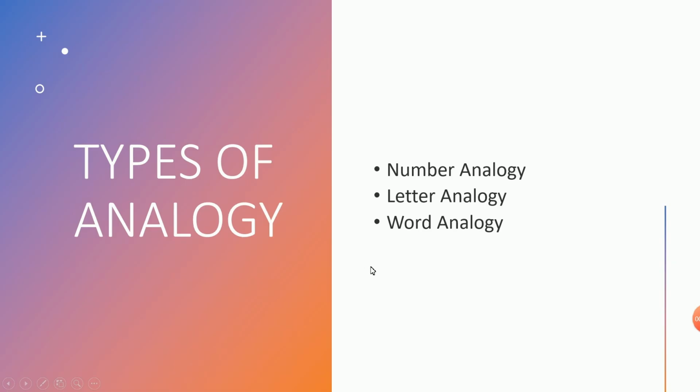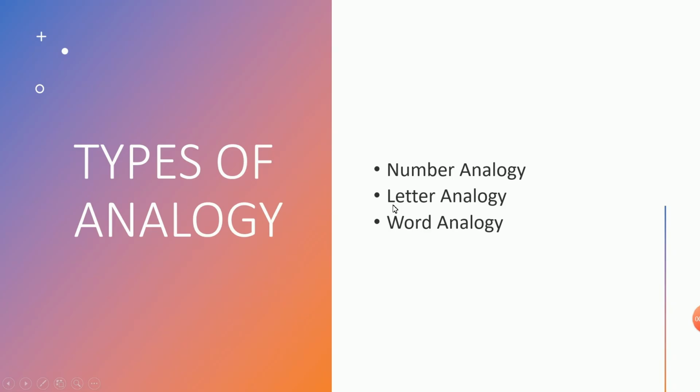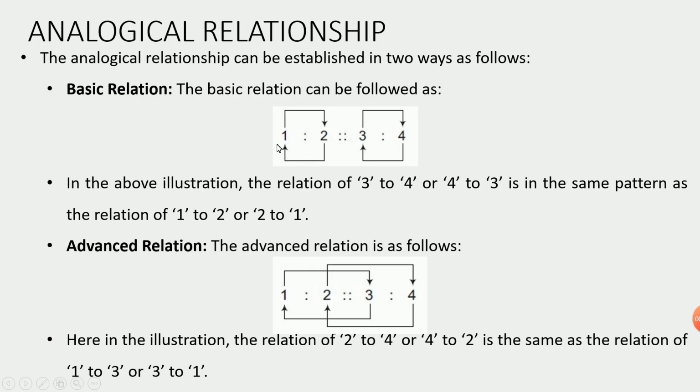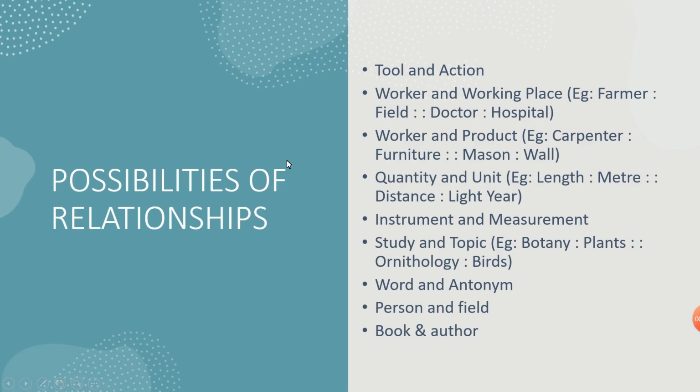So numbers will be in this pattern. So this itself is a number analogy. Here numbers will be given where we have to find the relationships. Next is letters. Here 2 letters, 3 letters, any number of letters will be given. We have to find the relationship. Next is the word analogy. This is the very common type of analogical question, it appears in any exam. So instead of numbers, words will be given which are related. We have to find the relationship and find the missing word. So these are the 3 types.